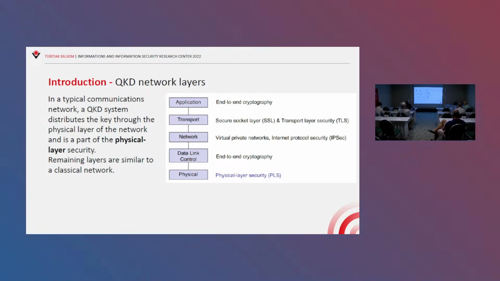Just like conventional communications networks, these quantum-based key distribution networks also have layers, very similar to the OSI layer classification or TCP/IP layer classification. We have a physical layer, data link control layer, network transport, and application layers. The actual quantum key distribution algorithm is typically implemented in the physical layer. That is the reason why we call this physical layer security. The physical layer is the actual medium where the information is transmitted.